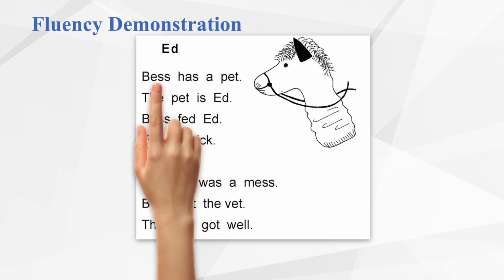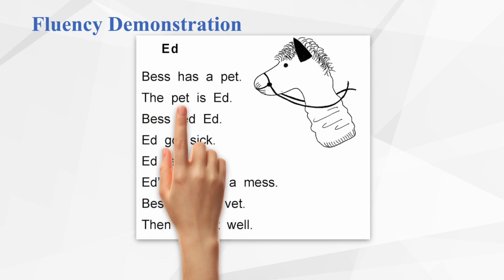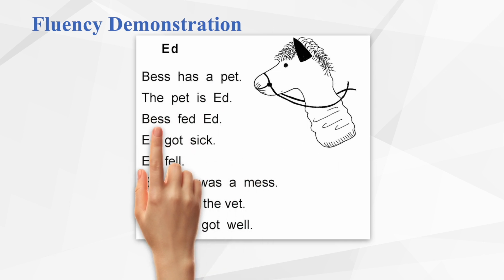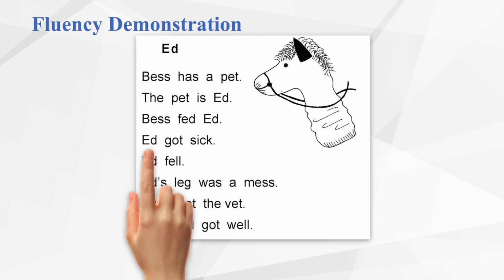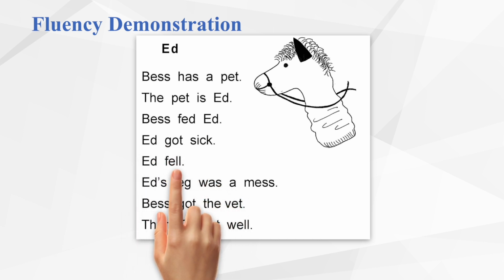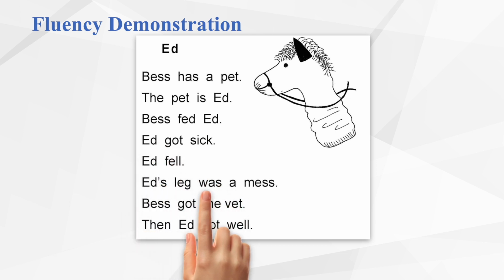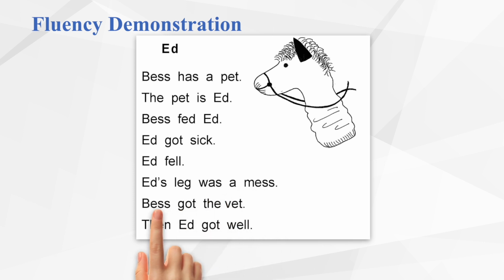Ed. Bess has a pet. The pet is Ed. Bess fed Ed. Ed got sick. Ed fell. Ed's leg was a mess. Bess got the vet. Then Ed got well.